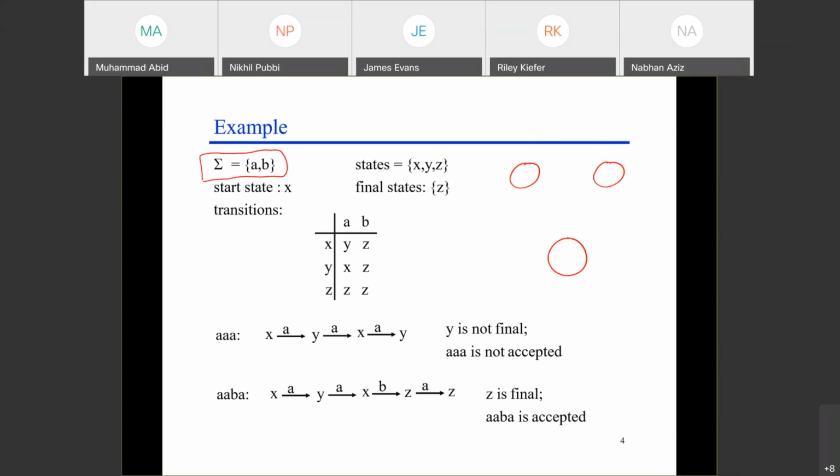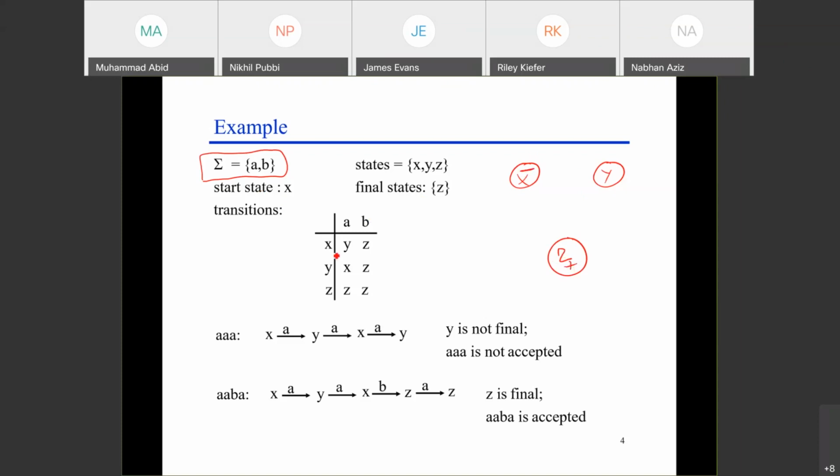So now we have these three states, X, Y, and Z. Normally, we do not write the names of the states, but it is written here, so I am just writing that. Okay, so it says that the start state is X. X is the start state. The final state is Z. Z is the final state.